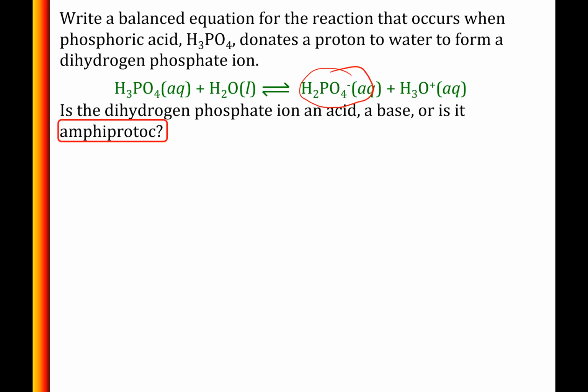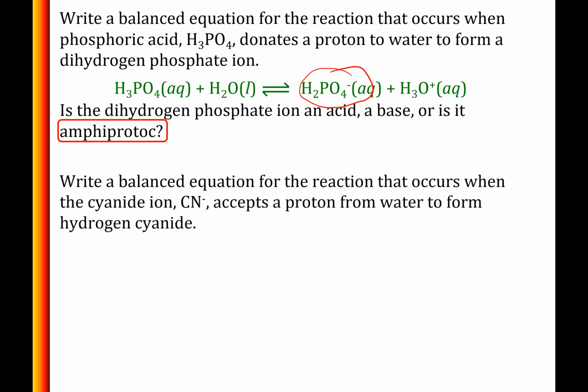Okay, if you answered amphoteric, you're right. And why? Because I have that negative charge out there, that lone pair that could take in a proton. But it also still has two acidic protons that it could give away. So it would be amphoteric.